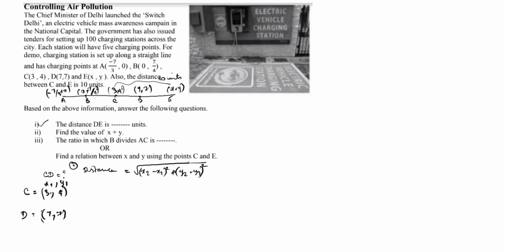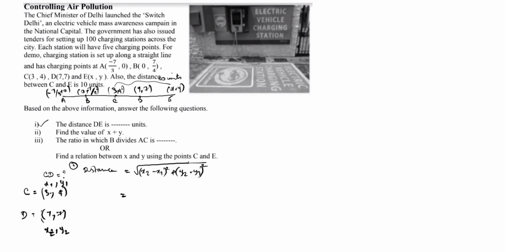Now we will find the CD value. What is the distance formula? Distance is equal to the root of x2 minus x1 the whole square plus y2 minus y1 the whole square. First we will write the C value, 3, 4. 3 is x1, 4 is y1. D is 7, 7. This is x2, y2.